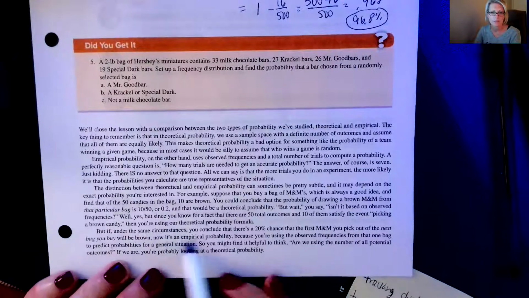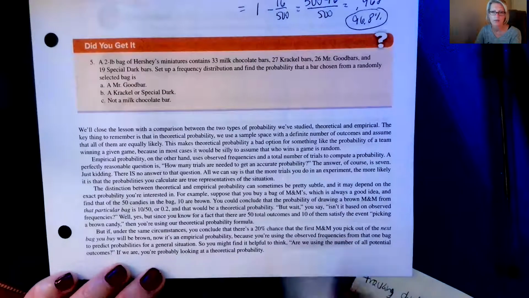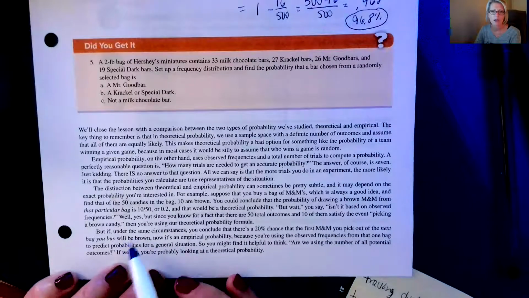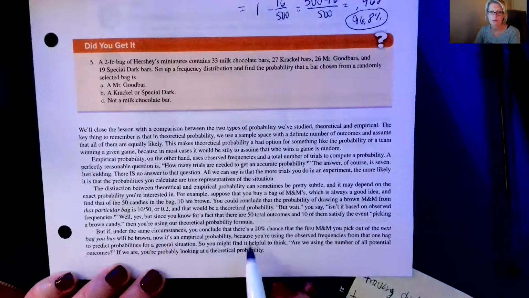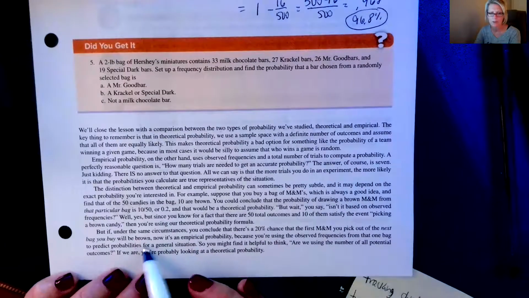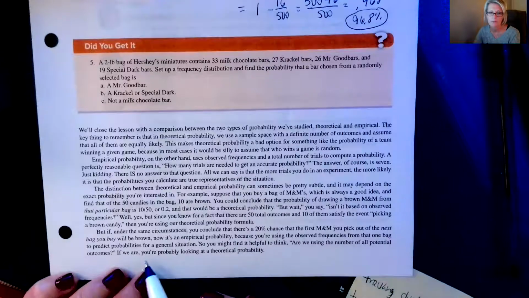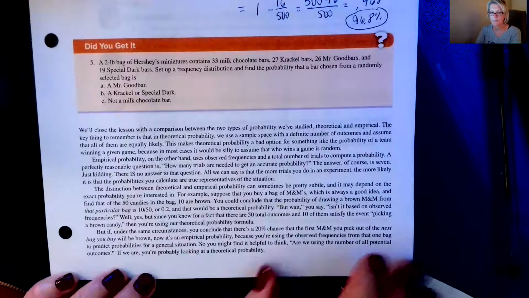But if under the same circumstances, you conclude that there's a 20% chance that the first M&M you pick out of the next bag you buy will be brown, now it's an empirical probability because you're using the observed frequencies from that one bag to predict probabilities for a general situation. So you might find it helpful to think, are we using a number of all potential outcomes? If we are, you're probably looking at theoretical probability.